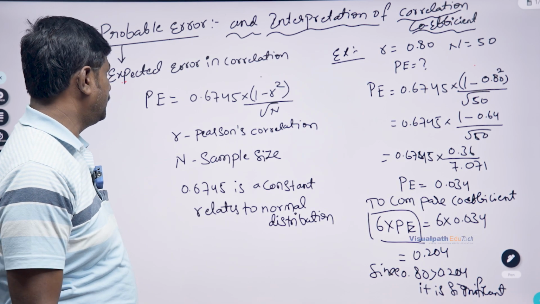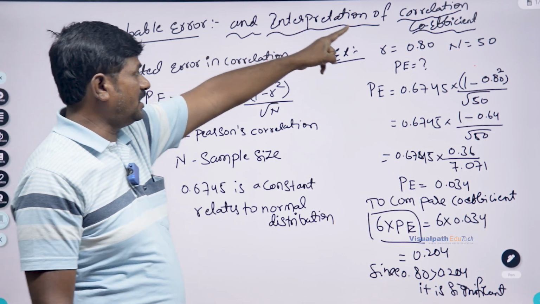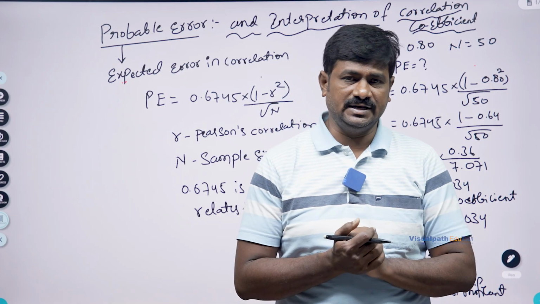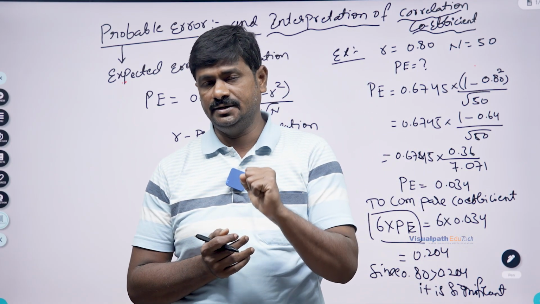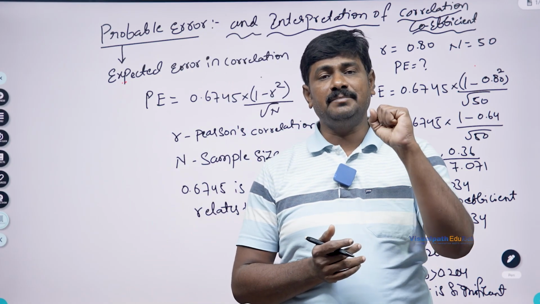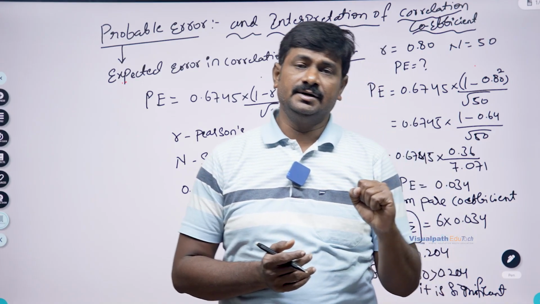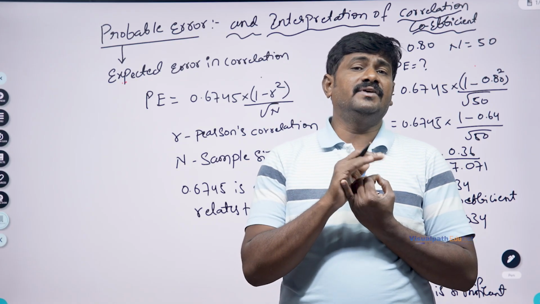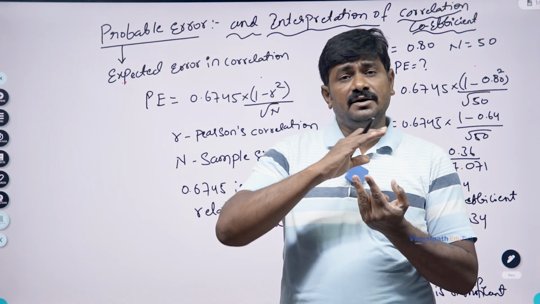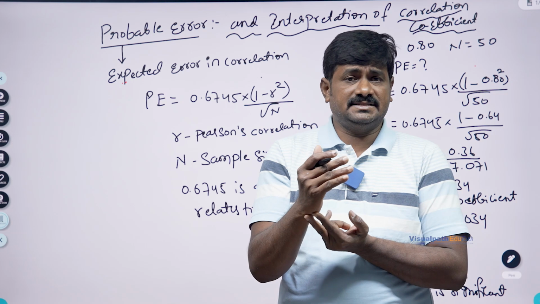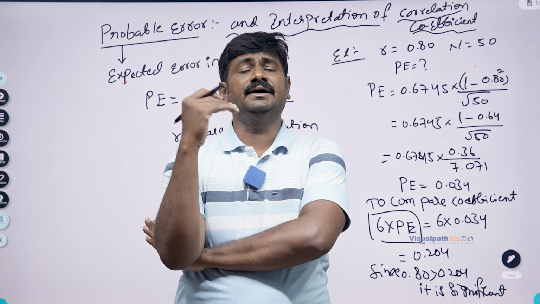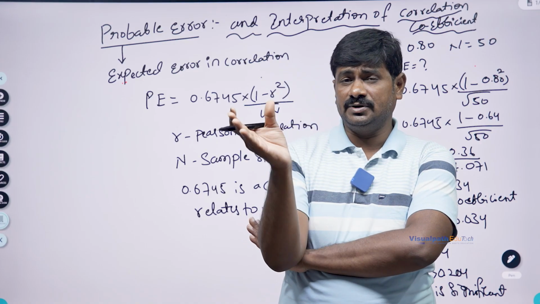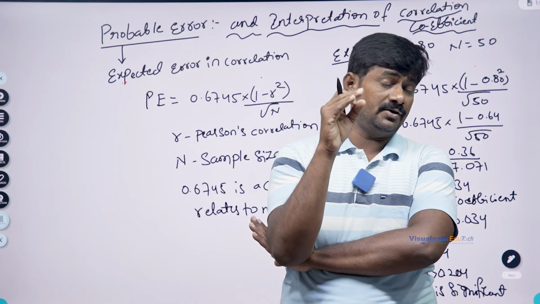Next concept: probable error and interpretation of correlation coefficient. After calculating the rank correlation, that is Spearman's rank correlation, what is the error that can occur with it? While framing the hypothesis, we set the confidence level of the hypothesis. Why? Because when we apply a test statistic, we have some confidence limit and some failure ratios. So what is the confidence limit and what is the failure ratio? We will find out according to the assumption or the hypothesis.